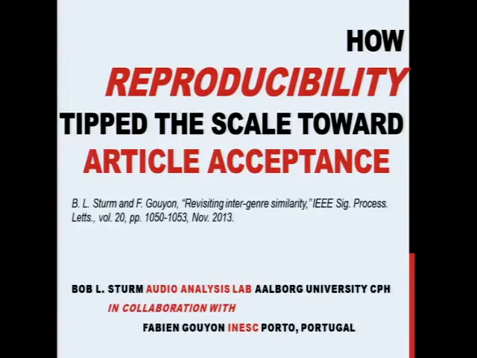Thank you very much. It's a pleasure to be part of the SoundSoftware Workshop 2014. Thank you for the invitation to come speak. So today I'm going to talk about how reproducibility scales towards article acceptance. This is work done in collaboration with my colleague Fabien Guyon. I'm at Aalborg University, Copenhagen, and he is at INESC in Porto.